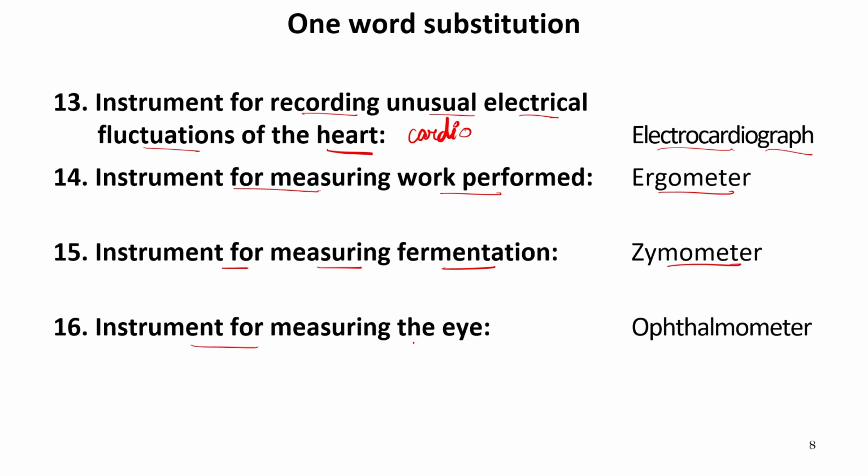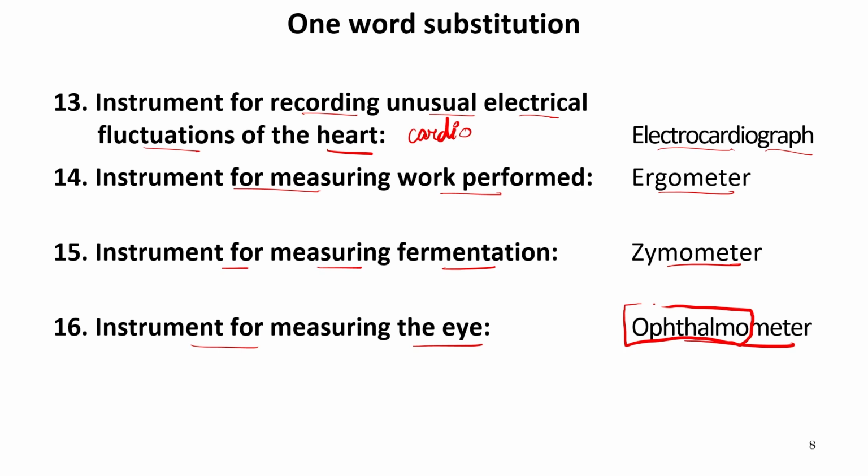Now, instrument for measuring the eye. Now, what does this eye mean? For example, the working of the eye, the inner parts of the eye and their working. So whatever instrument is used to calculate something about the eye and its interior parts, that is known as ophthalmometer. Ophthalmometer. Now one more thing, ophthalmo is a root word for eye.